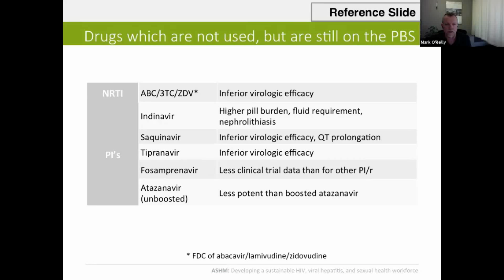There are a number of drugs which are not used but still remain on the PBS. I won't go through each of these, but there are some reasons why they're not used in the right part of the table there.